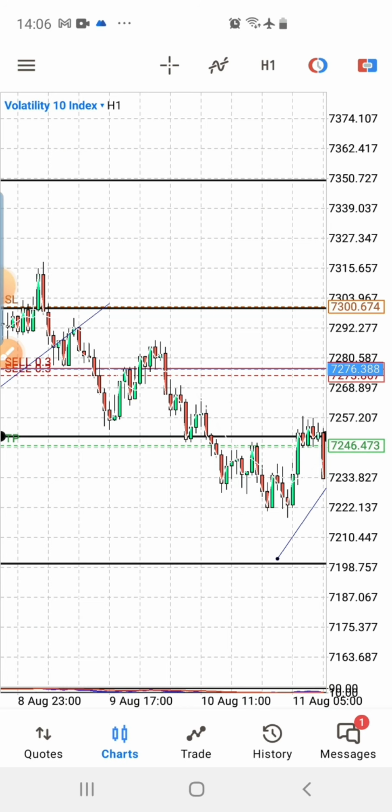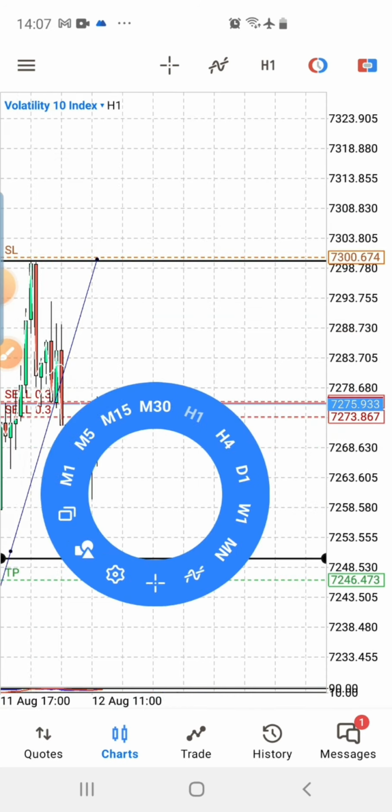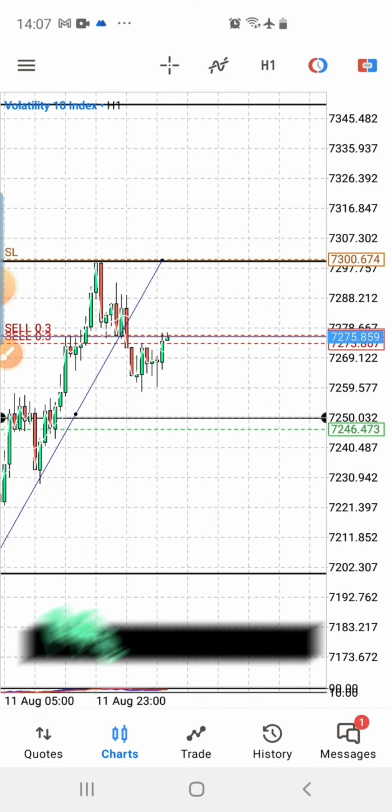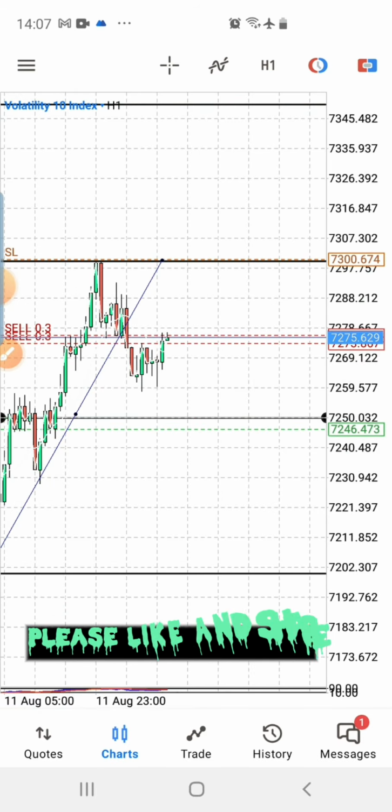It's very simple, guys. That's why I'm using this live example. So I'm going to pause the video. Once it hits TP or hits stop loss, I'm coming back to share with you the outcome of this trade, guys.